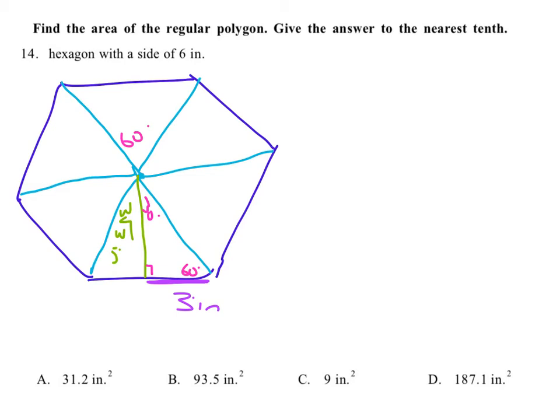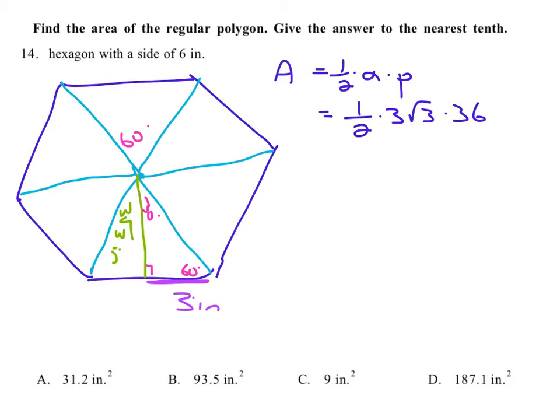And now we can use our formula. Area is equal to 1/2 the apothem length times the perimeter, and 1/2 the apothem length is 3 root 3 times the perimeter, which is side length of 6, and it's a hexagon, 36.